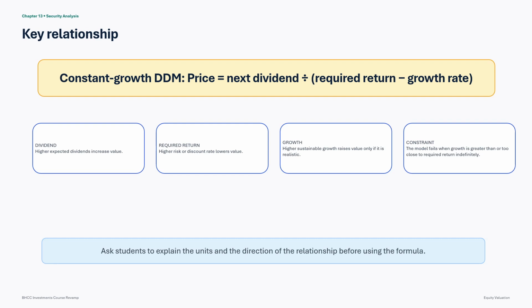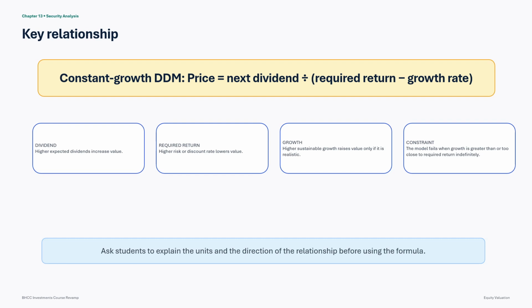Second, a higher expected dividend increases value, all else equal. This is the direct cash flow effect. Third, a higher required return lowers value. The required return sits in the denominator because riskier or more distant cash flows are worth less today. Fourth, higher sustainable growth raises value, but only when the growth rate is realistic and below the required return.